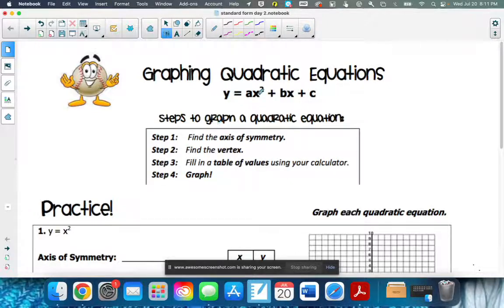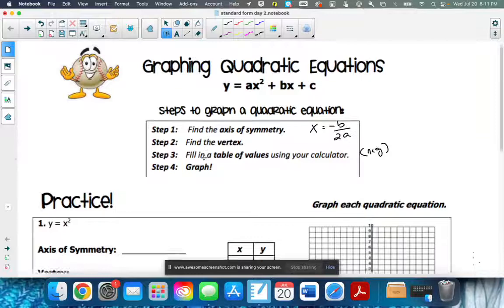Okay, so as a reminder, we are working with standard form. You're going to have to find the vertex, which is basically finding your axis of symmetry, the negative b over 2a formula that we have. You're going to use your calculator to help you get your table of values. Make sure you're using parentheses for negatives, right? When we substitute in negatives, we need to use parentheses. We're going to graph it, and then we're going to start describing it.